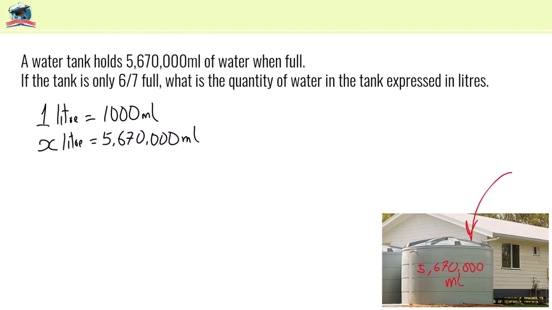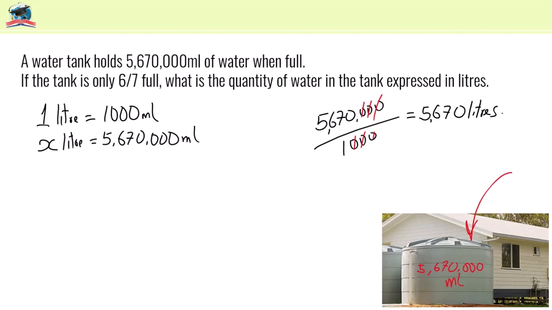Now, we can use cross multiplication to get it sorted, but we can also use something else. If you've got something in milliliters and you want to change it to liters, all you do is divide by 1000. So all you need to do is take 5,670,000 divided by 1000. That's just what you do. And when you cancel out the zeros, what do you get? You're left with 5,670 liters. That's just all you do.